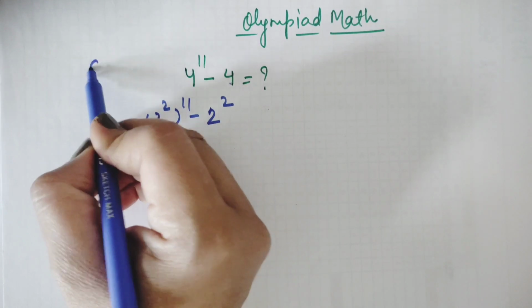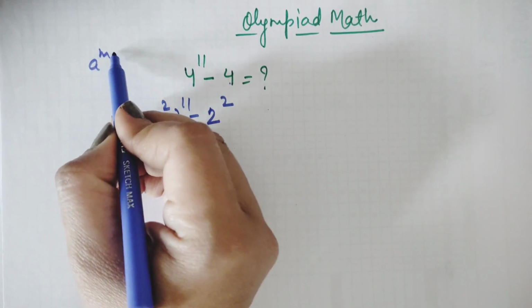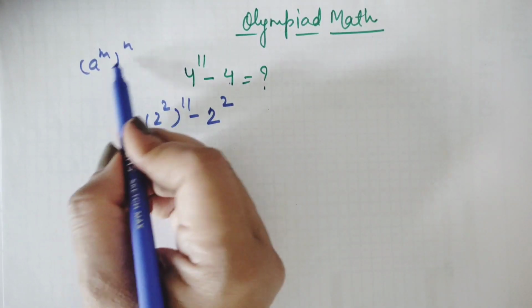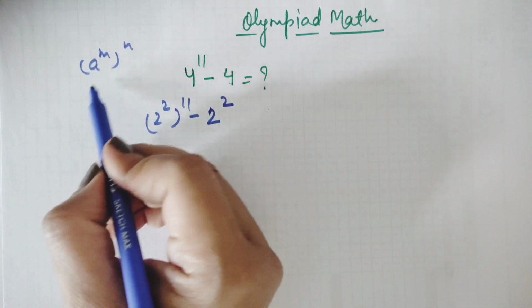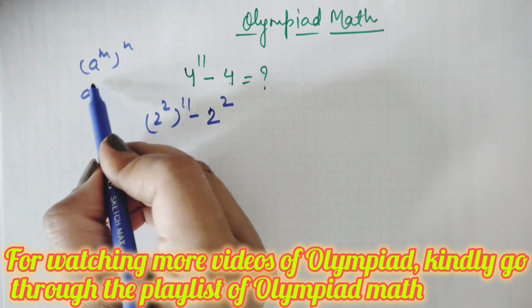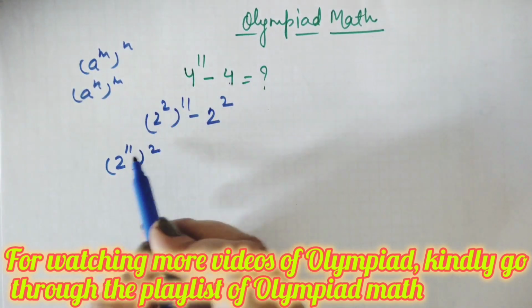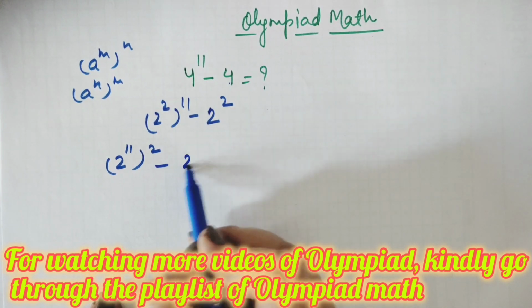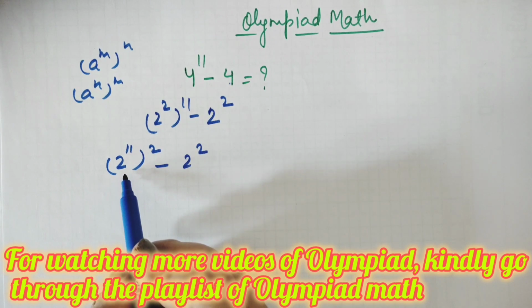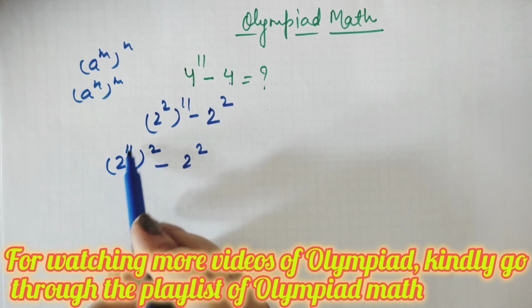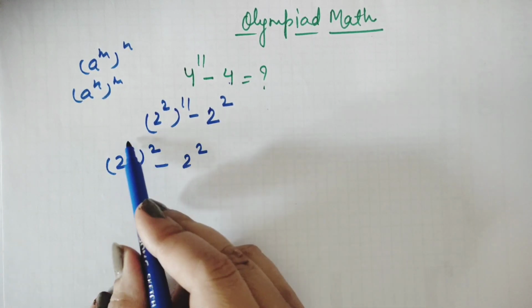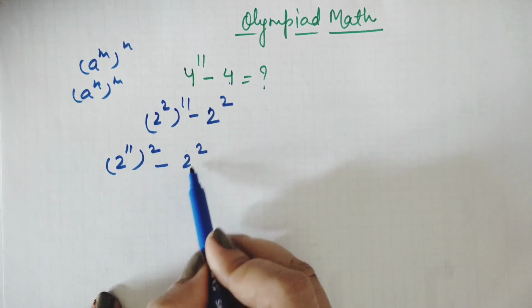Suppose we have a raised to the power m whole power n. We will exchange the powers like this: a raised to the power n whole power m. We just exchange the powers here, and it is 2 square. Now you can see inside is 2 raised to the power 11. It is your a, and this 2 is your b.